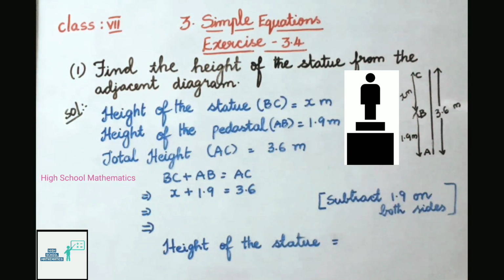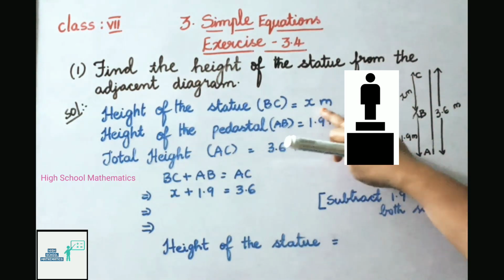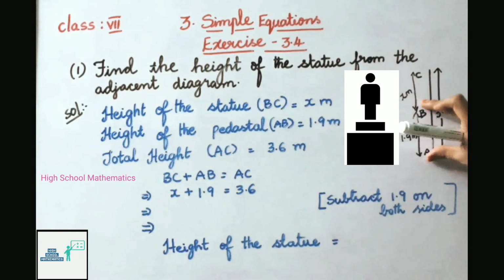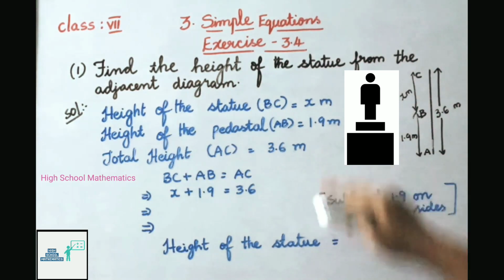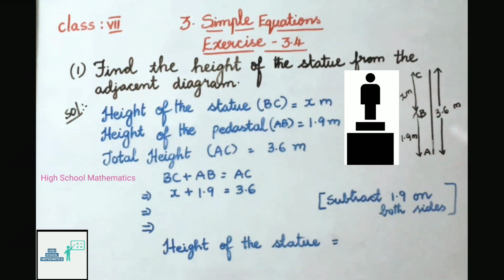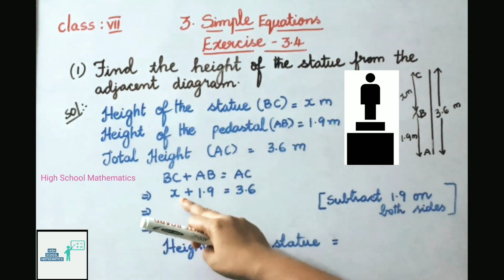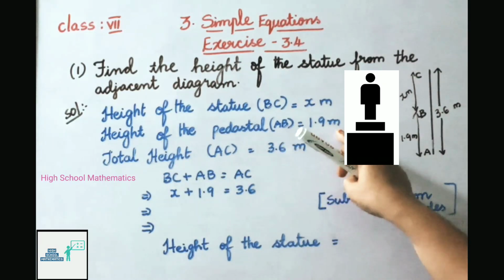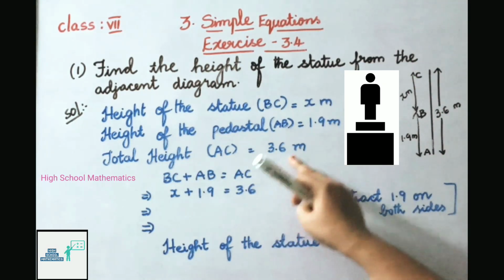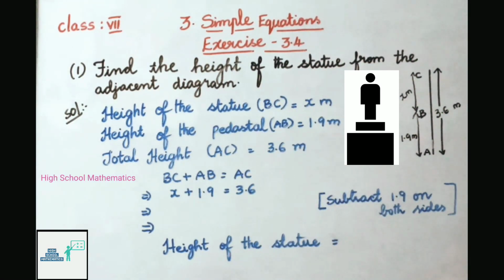We don't know the height of the statue, that is BC, we have taken as x meters. Height of the pedestal is AB, that is 1.9 meters. Total height, that is AC, they have given as 3.6 meters. Now we have to find BC value. BC plus AB equals AC. So we have written, BC means x meters, plus AB is 1.9 meters, equals AC is 3.6 meters.